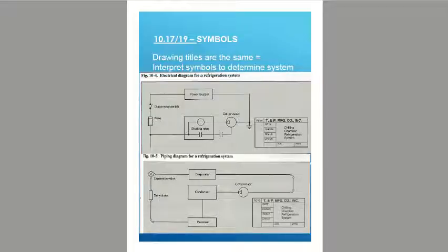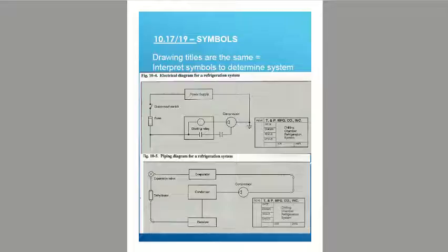10.17 and 10.19 talks about drawing titles. So we have two drawings, 10-4 and 10-5. If we look at the title of them, it says chilling chamber refrigeration system, and it's the same drawing title for both diagrams. However, we don't know if it's electrical, we don't know if they're hydraulic, we don't know what they are because it doesn't tell us in the title block.